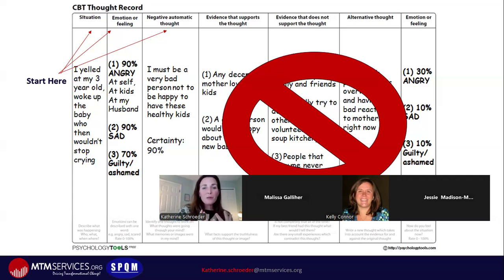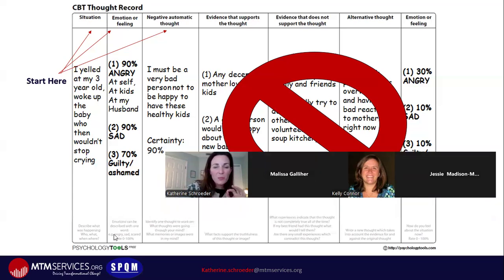So the reason I really like this one is because it gives these prompts, and I know you cannot see them very well at the bottom. I'll tell you what's on them in a moment. But it gives these prompts at the bottom for when they are on their own. It helps them remember exactly what it is that they're doing with this particular record. So in this case, where it says situation, this person was saying, I yelled at my 3-year-old, woke up the baby, et cetera, et cetera.